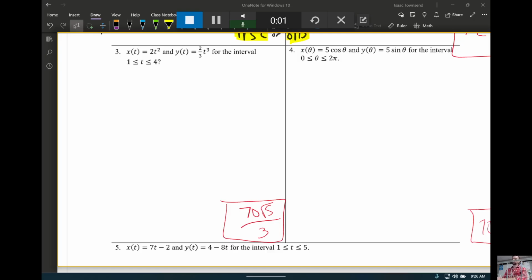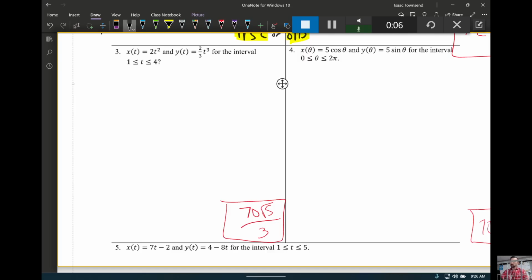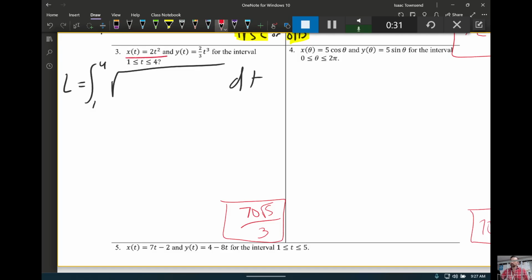All right, trying to find the arc length of this parametric equation. So, of course, memorizing the formula. Arc length is integrating from 1 to 4 in this question. And then it was the square root of dt.